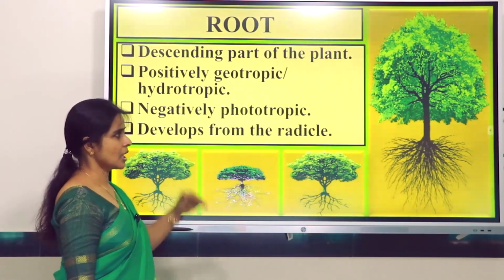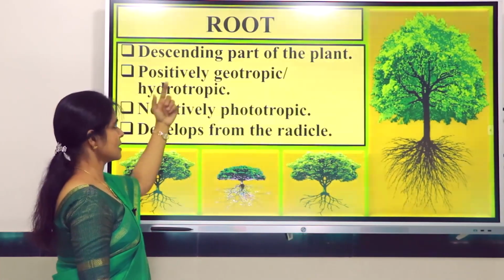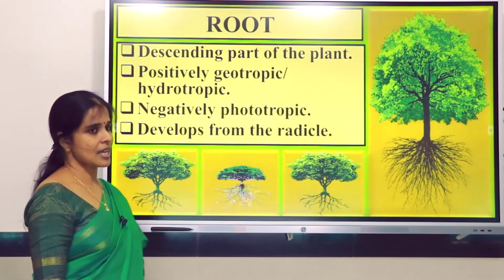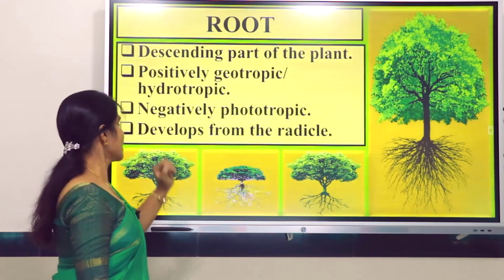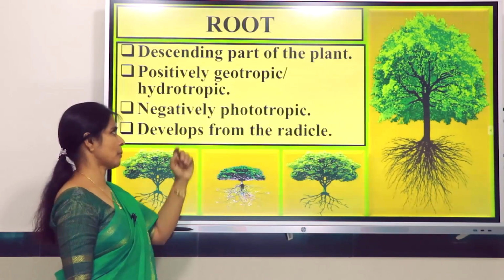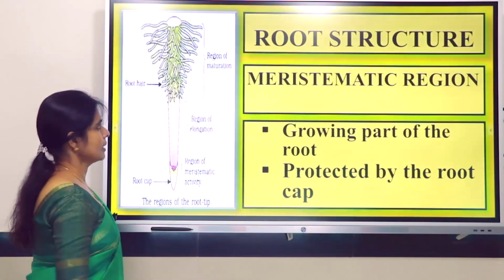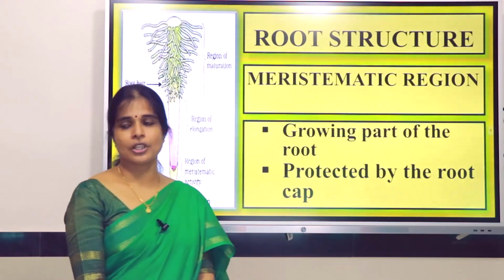So, these are the important characteristic features of the root: it is the descending part of the plant as it is growing downwards. Next, it is positively geotropic as well as hydrotropic. It develops from the radicle. Next, the structure of the root.